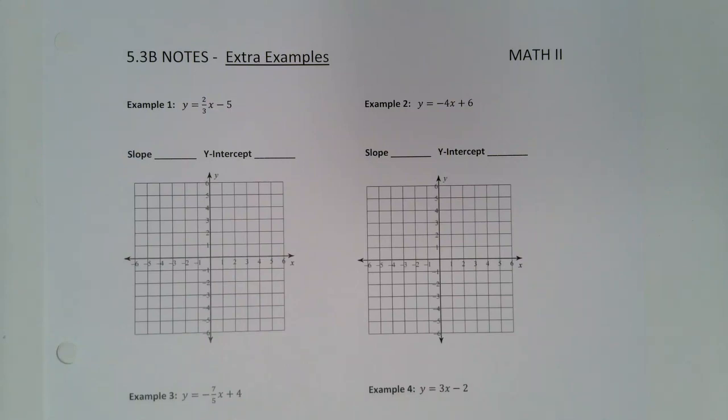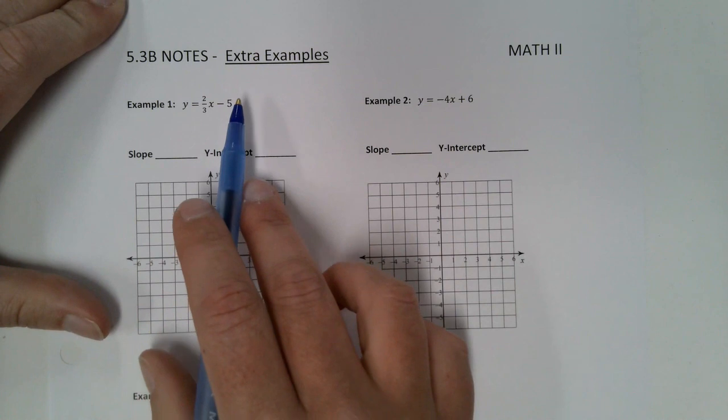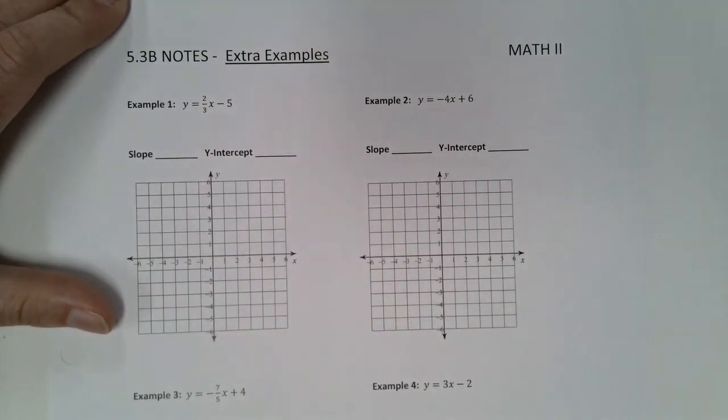This is what we were doing. We were graphing our lines. What you are looking for, each time you have an equation, is the slope and the y-intercept. So if I look at example 1 here, what's my slope going to be?